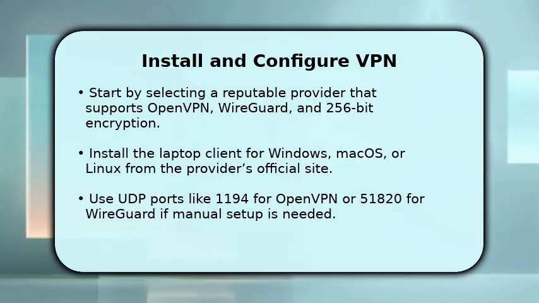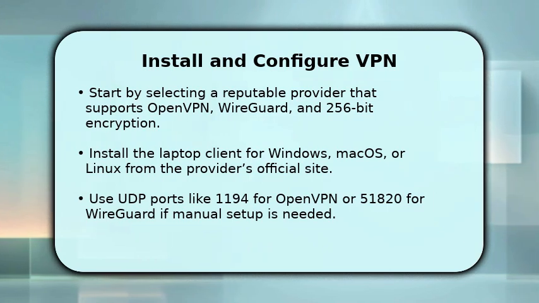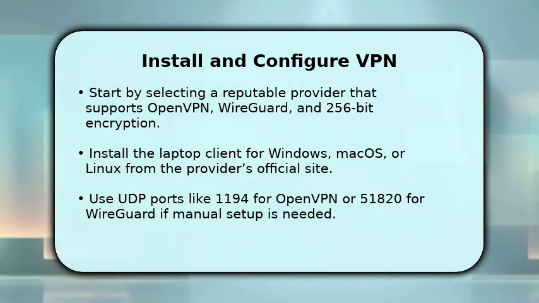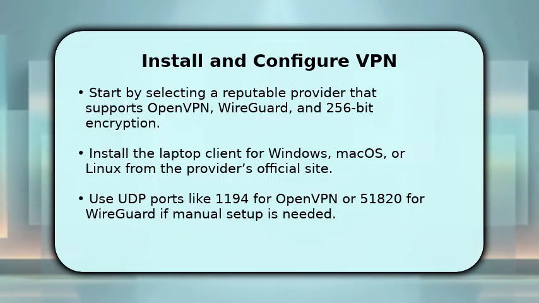Pick a nearby server for best speed or a specific country for geo-unblocking. Use UDP ports like 1194 for OpenVPN or 51820 for WireGuard if manual setup is needed. Enable split tunneling if you need some apps to bypass the VPN securely.